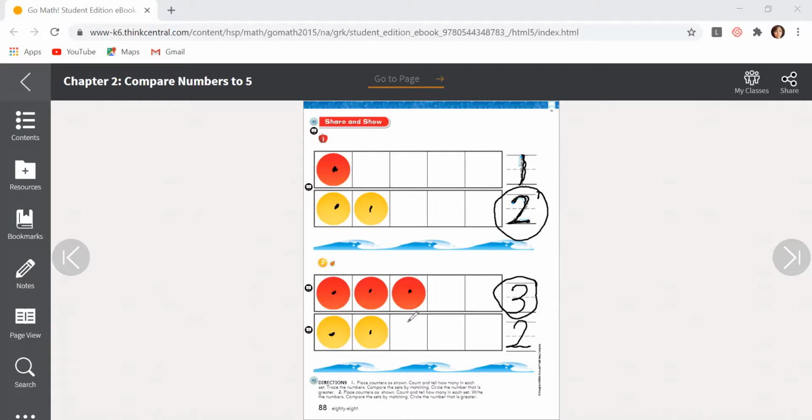And just to make sure, I'm going to use my strategy of pairing them. That's my strategy to make sure I'm getting the right answer. So I pair a red with a yellow with a line. I make another pair from the red to the yellow. And since one of the reds doesn't have a pair right here, that means it's greater. Good job, yes. That's how we make sure we have the right answer. So I'm going to go to the next page, and then we're going to have some practice after.